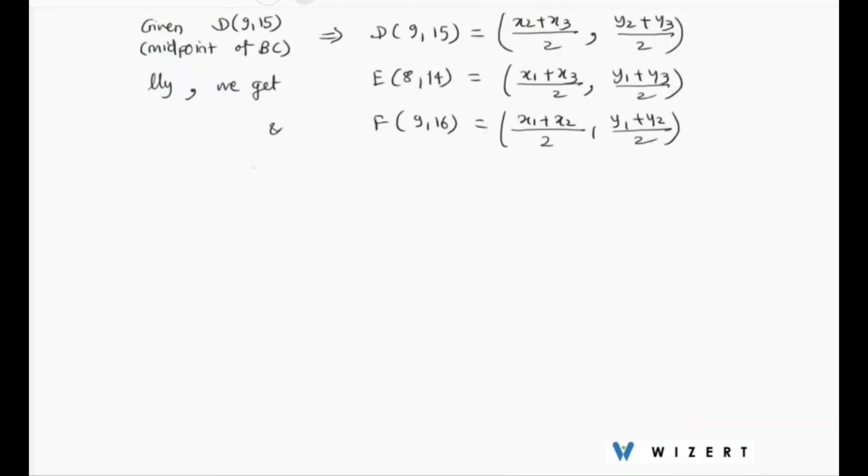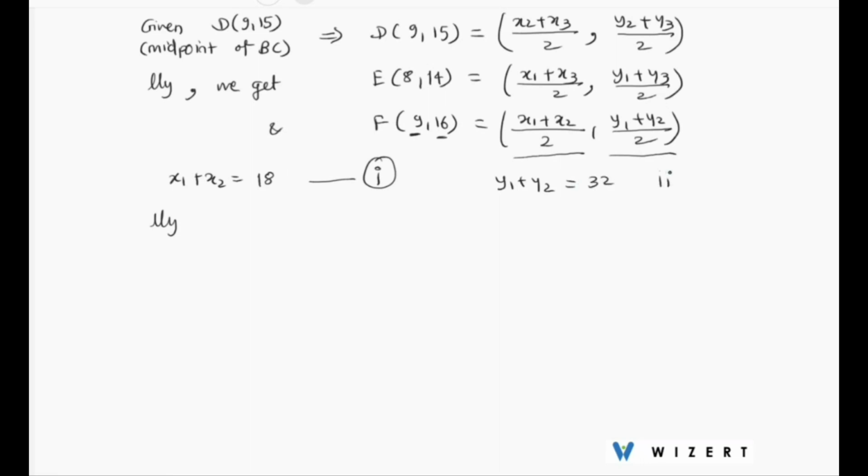Now from here we can simply equate x with x and y with y. We get x1 plus x2 by 2 equal to 9. So I take this 2 over to the other side. I get x1 plus x2 equal to 18. This is equation 1. Similarly, I get y1 plus y2 equal to 16 2s are 32.